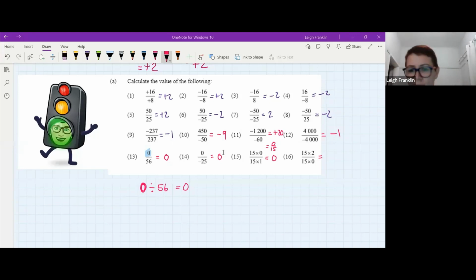All right. So what's happening here, grade 7s, is this. We've got 15 times 2 in the numerator. So that means we have 30 in the numerator. And in the denominator, we've got 15 times 0. And we know that in our number system, when we times a number, an integer, by 0, we always get 0 as an answer.